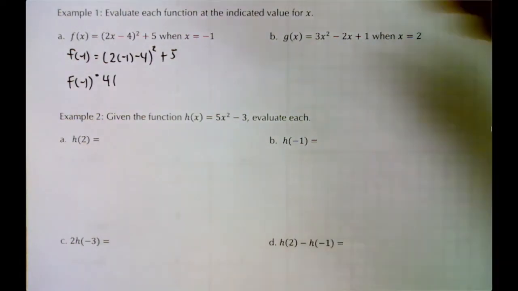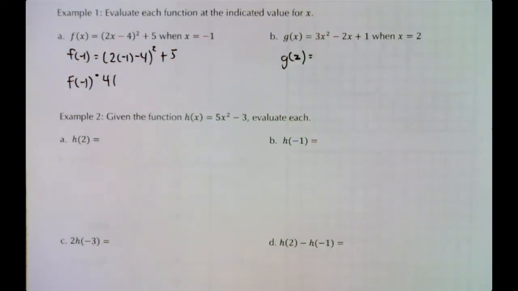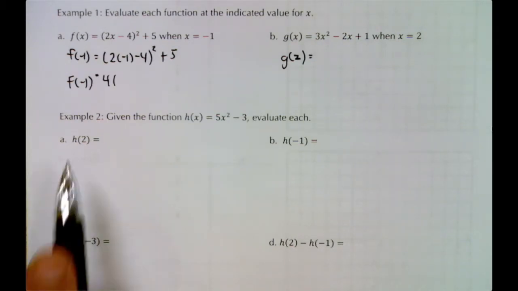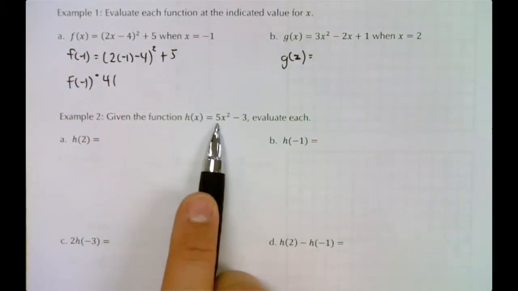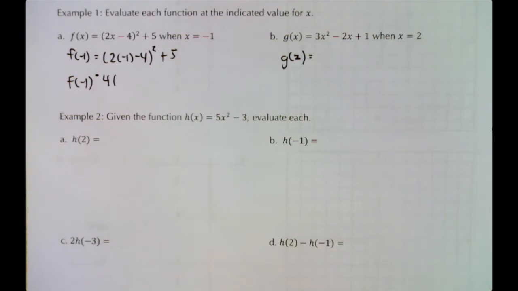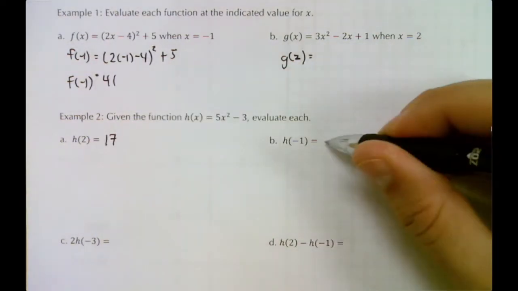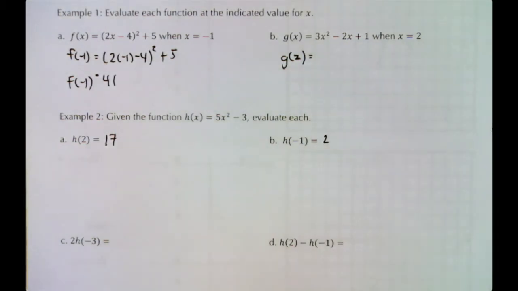I'm going to leave B for you. I want you to evaluate g of 2. You can pause the video and try it now, or you can try it after the lesson and check your answer on the course website. I'm also going to leave 2 of example 2 for you to try: h of 2, given that h is 5x squared minus 3, and h of negative 1. You can, again, pause the video and try them now, or you can wait till after the lesson and give them a shot. I'll spoil the answers. h of 2 should give you 17, and h of negative 1 should give you 2. So give those ones a shot on your own.